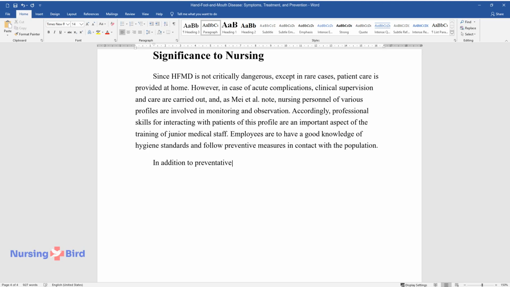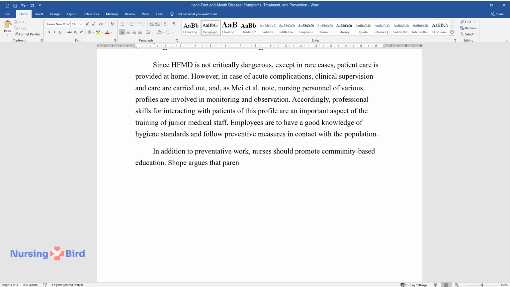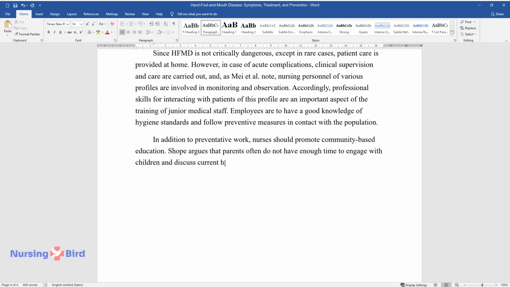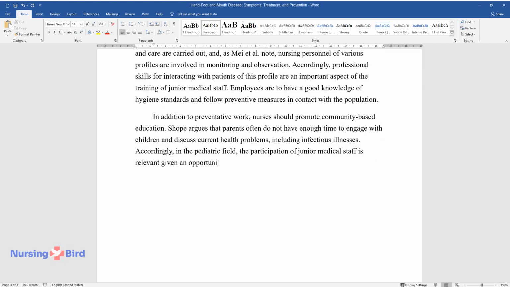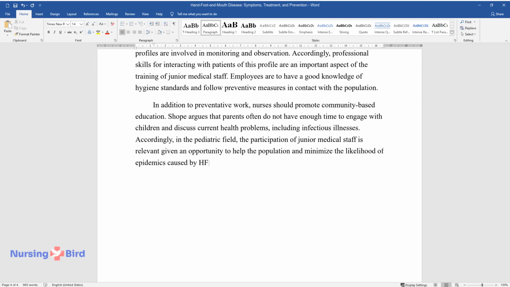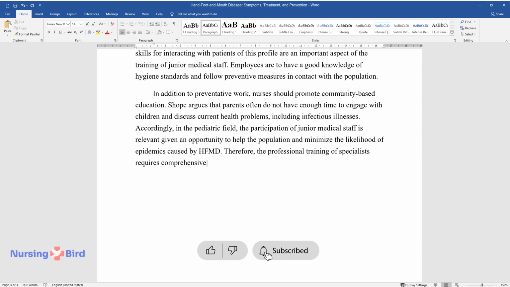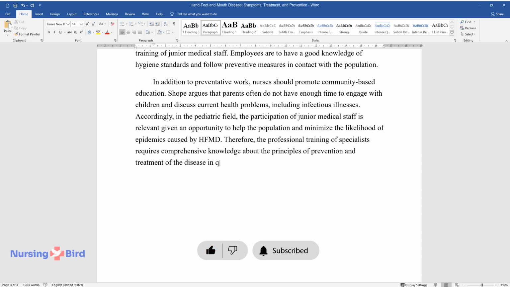In addition to preventative work, nurses should promote community-based education. Shope argues that parents often do not have enough time to engage with children and discuss current health problems, including infectious illnesses. Accordingly, in the pediatric field, the participation of junior medical staff is relevant given an opportunity to help the population and minimize the likelihood of epidemics caused by HFMD. Therefore, the professional training of specialists requires comprehensive knowledge about the principles of prevention and treatment of the disease in question.